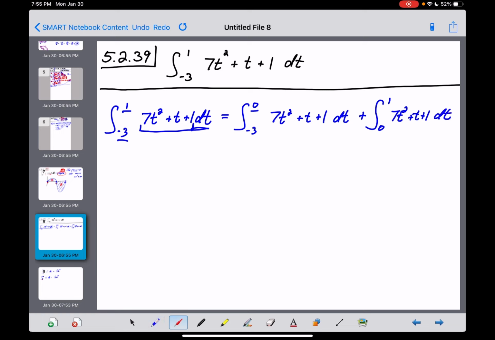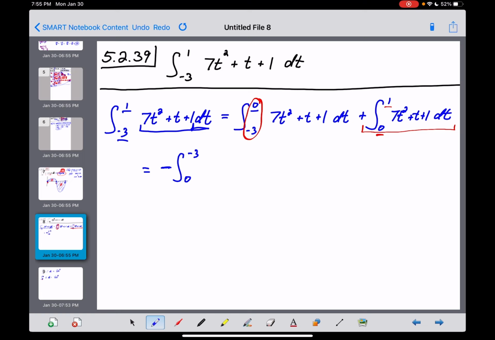Now, this second integral is already in the form that we want, 0 on the bottom and some b value, in this case 1 up on top. But the first integral, the limits are backwards. So let me slide over to the left. What we can do then, guys, is reverse those limits. We can move 0 to the bottom and -3 on top, but that then puts a negative out in front of the entire thing. So that's another property from our 5.2 notes on reversing the limits of an integral.